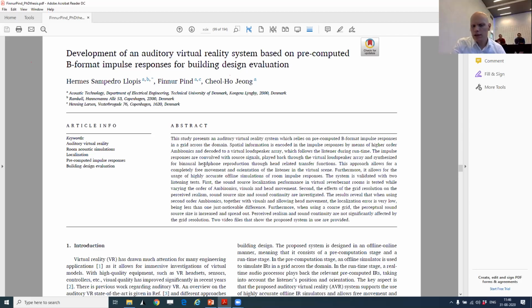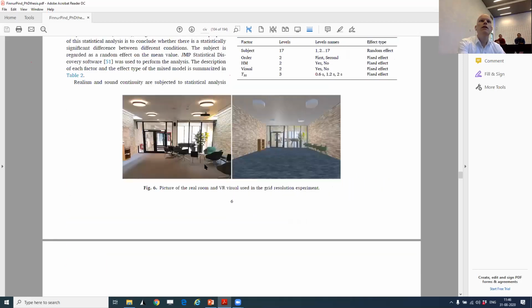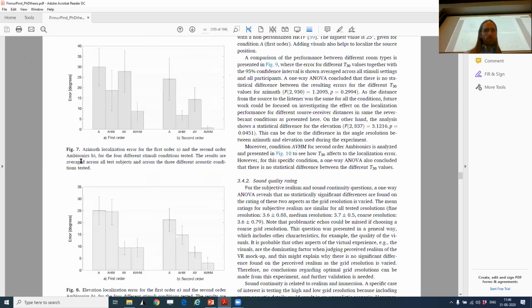Then I have a question on the outcome of the angle localization. I don't know what figure it is, but maybe you can show it. Yeah, here we go. So with the second order ambisonics, performance is better. Is the difference also significant statistically? Yeah. Okay. Very good.